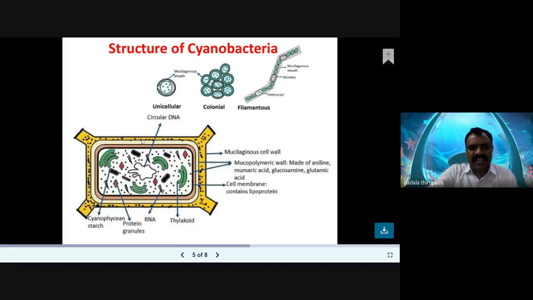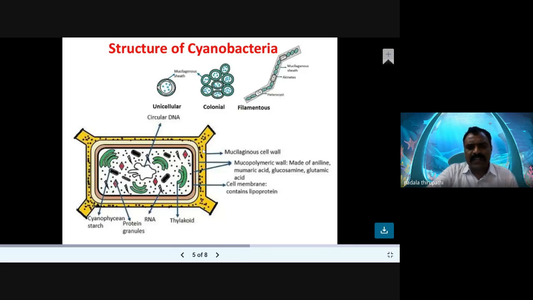So this is the cell, and this cell possesses a thick mucilaginous sheath. We observe a yellowish color in this thick mucilaginous sheath. This mucilage is made up of pectin, my dear friends. Pectin.